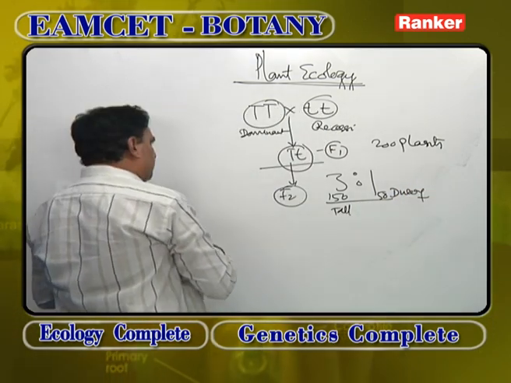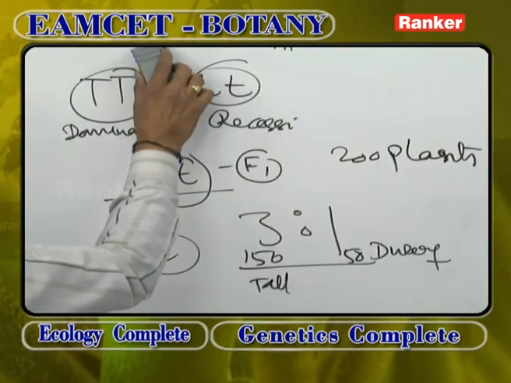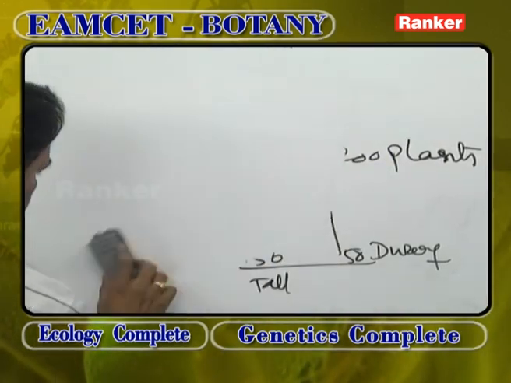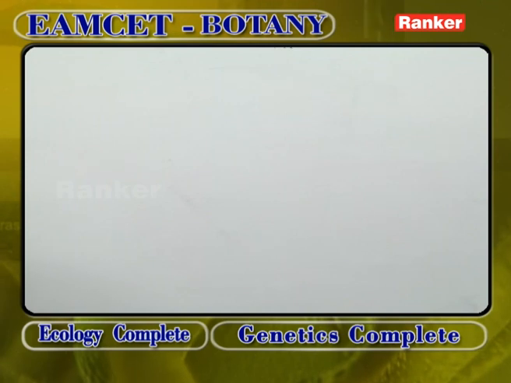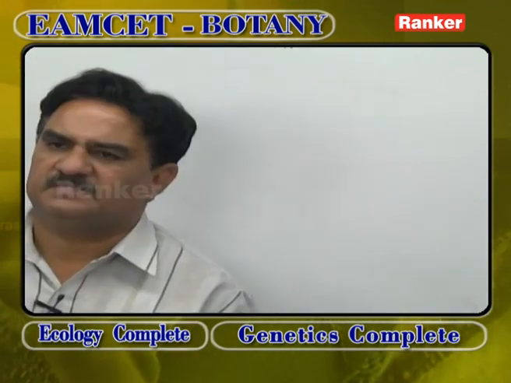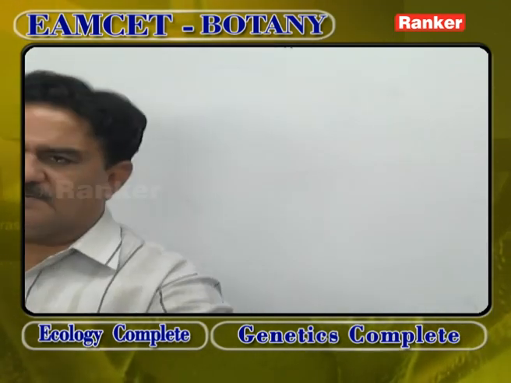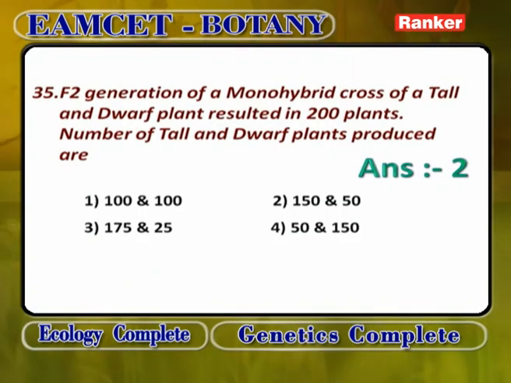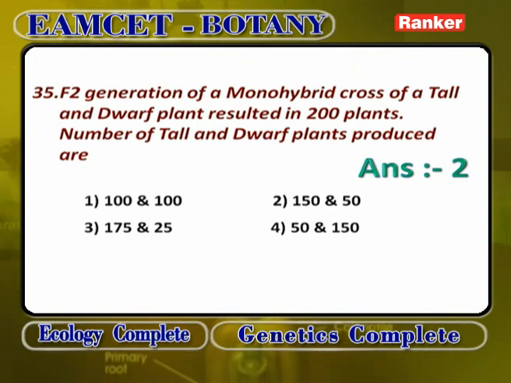So, when a capital T dominant tall is crossed with small t recessive dwarf, the F1 generation is all capital T, small t, tall. In the F2 generation, the ratio is capital T capital T, capital T small t, capital T small t, small t small t. Phenotypic ratio is 3:1, genotypic ratio is 1:2:1. The question is, F2 generation of a monohybrid cross of a tall and dwarf plant resulted in 200 plants. If the ratio is 3:1, the answer will be 150 and 50.